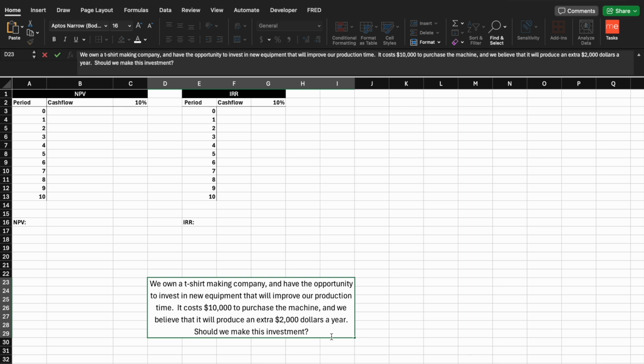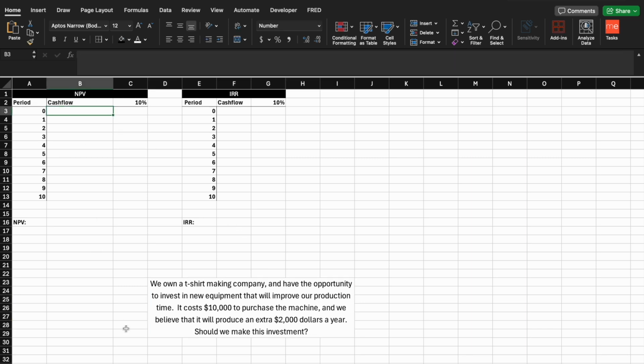Now, based on what you hopefully already know or remember about NPV and IRR, they are used to help us make decisions on whether or not we should do a certain investment. So we're going to go through and enter all the cash flows that are going to be produced from this investment. First, we know that it's going to be $10,000 at the very first when we purchase this investment, when we make it at time zero.